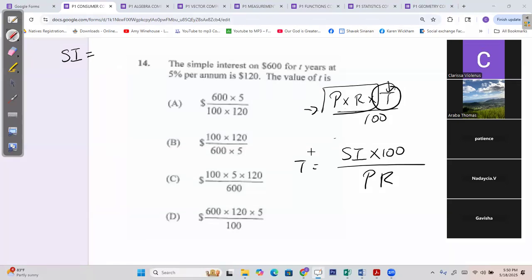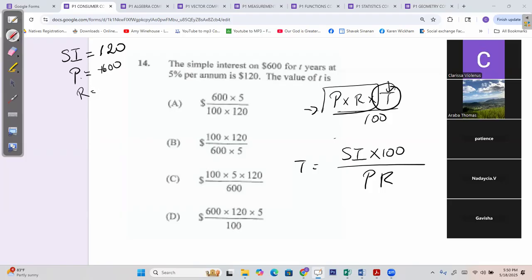Excellent job, everyone. So that means the formula for this is going to be, oh, okay, if my pen would stop. So SI is 120. What is P? Let's do it quickly. What's P? P represents principal. Excellent. That will be the 600. Very good.